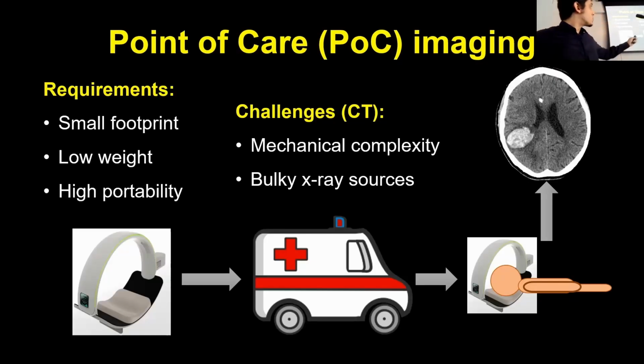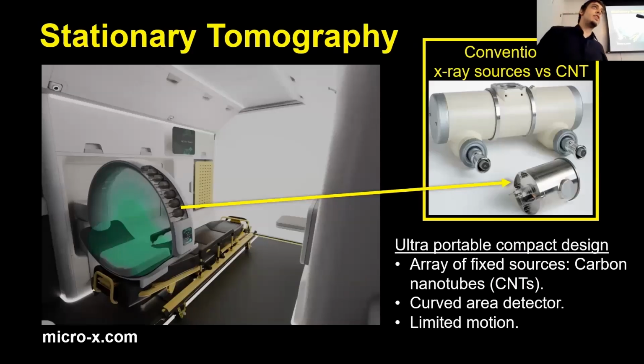So we explore in this work a design which is possible thanks to new advances in technology. For example, the development of non-conventional X-ray sources, such as carbon nanotubes, which are considerably smaller than conventional X-ray sources. Also, the use of curved area detector panels, similar to the flat panel detectors used in cone-beam CT but with a curved surface, is very suitable for this kind of design configuration. And we are also going to explore how to reduce as much as possible the motion in this system.